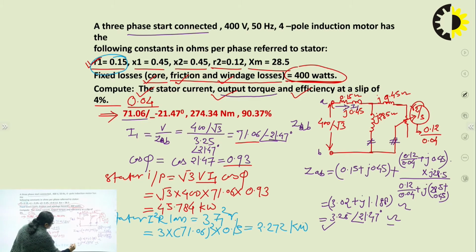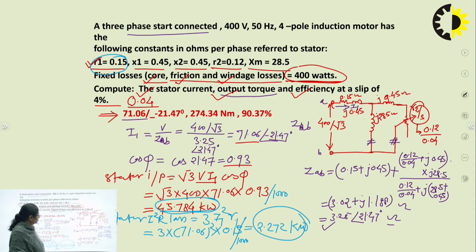2.272 kilowatt. Of course, for determination of the value in kilowatt, you have to divide this entire power by 1000. Likewise, as I have written the value in kilowatt here as well, I must divide whatever I have written over there by 1000 to get it in kilowatts, right? So the two values: 45.784 kilowatt is the stator input, and the other one, 2.272 kilowatt, is the stator I square R loss.